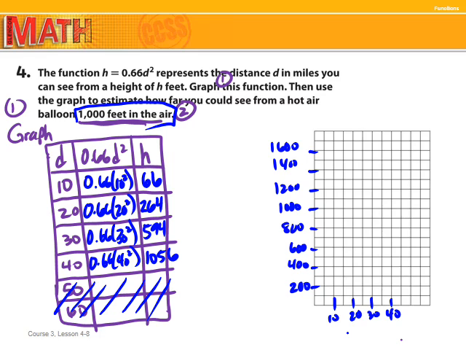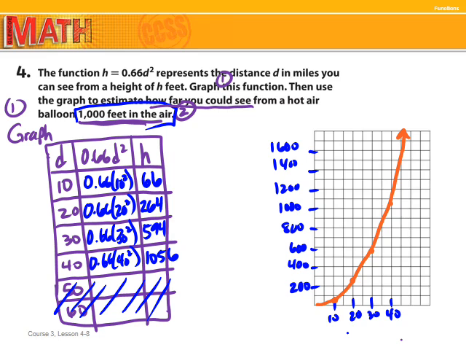Now let's plot our points. 10 is going to be 66, which is going to be about right there. 20 is 264, about there. 30 is 594, almost to 600. And 40 is 1,056. Again, this is the first part where it says to graph. And so now that we have the graph, that's part one. Now we can use the graph to estimate how far you could see from the hot air balloon 1,000 feet in the air.